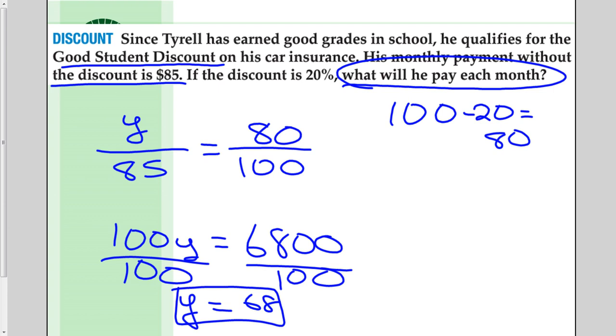What does that mean? That means that Terrell is going to pay $68 as opposed to the $85 he would have paid before the discount. If you get good grades, please let your parents know, because some insurance companies actually do this.